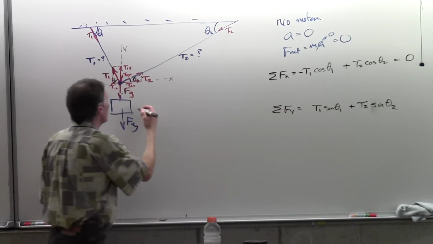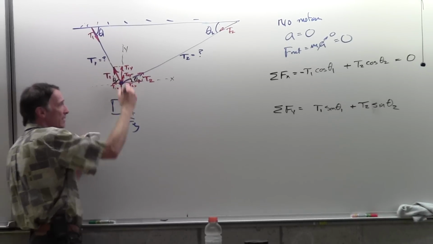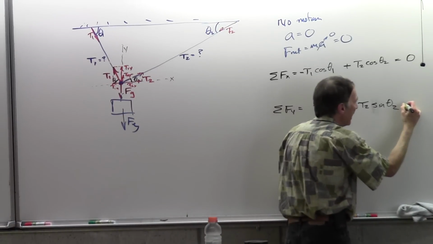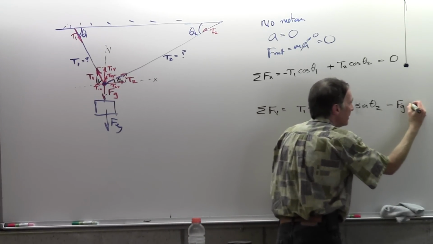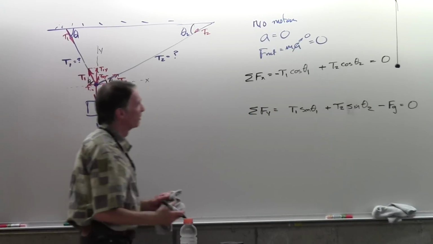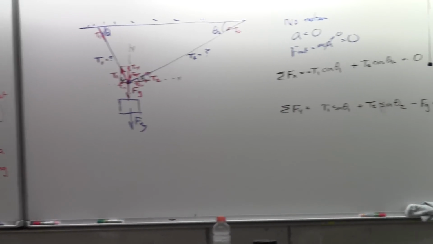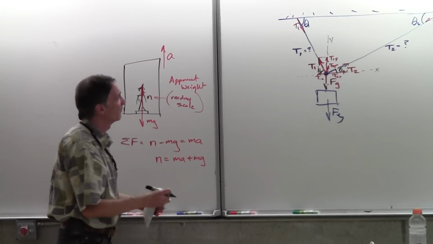And then we also have the weight of this thing, F sub g, pulling down. That's minus F sub g, and that's going to be equal to 0. Now, I guess we need to know some things here if we're going to solve for this.